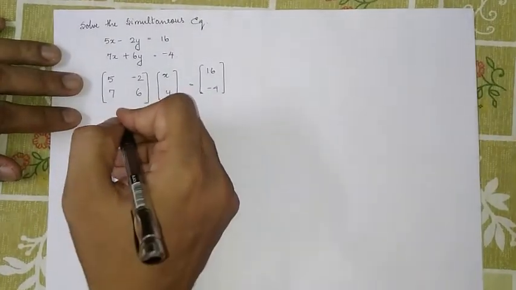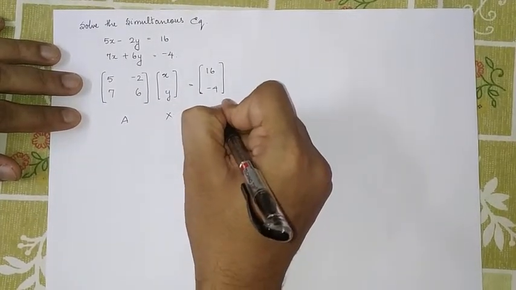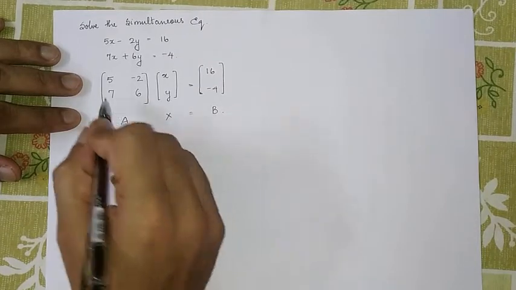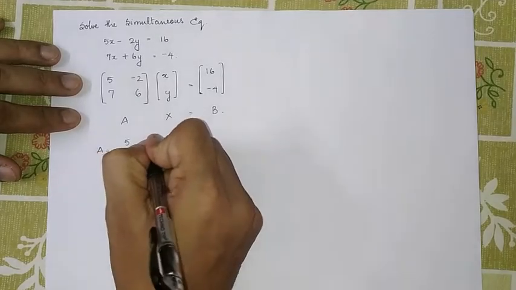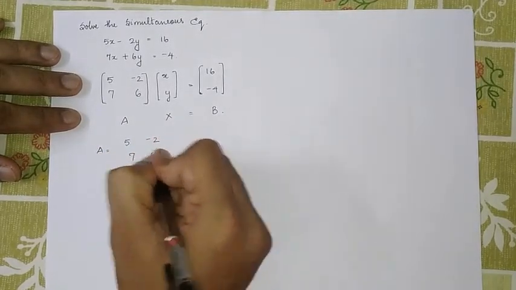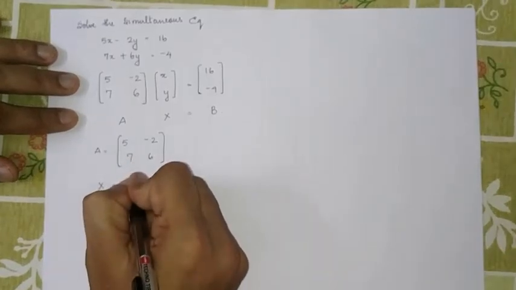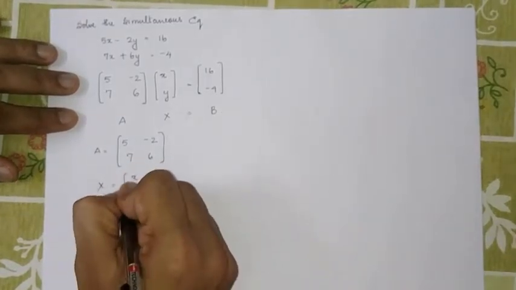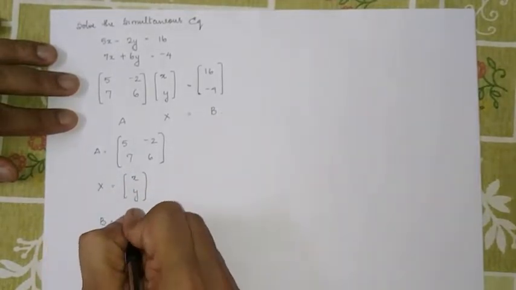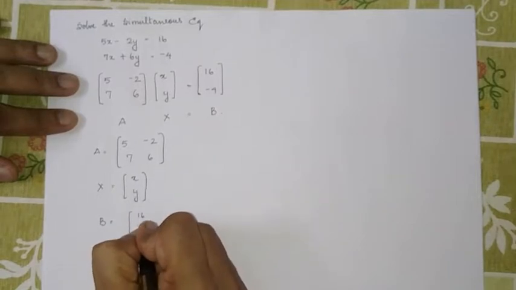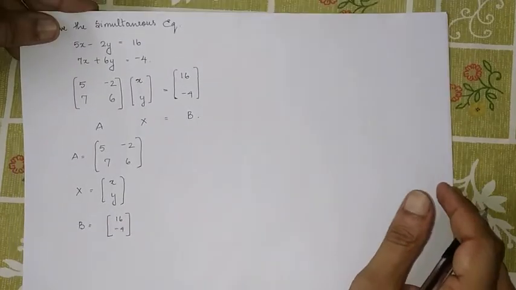Now, let's represent this as AX equals B. So what is A? A is the matrix 5, minus 2, 7, 6. Now, X is the column matrix x, y. Now, B is the column matrix 16, minus 4. Let this be here so that we have it as a reference.